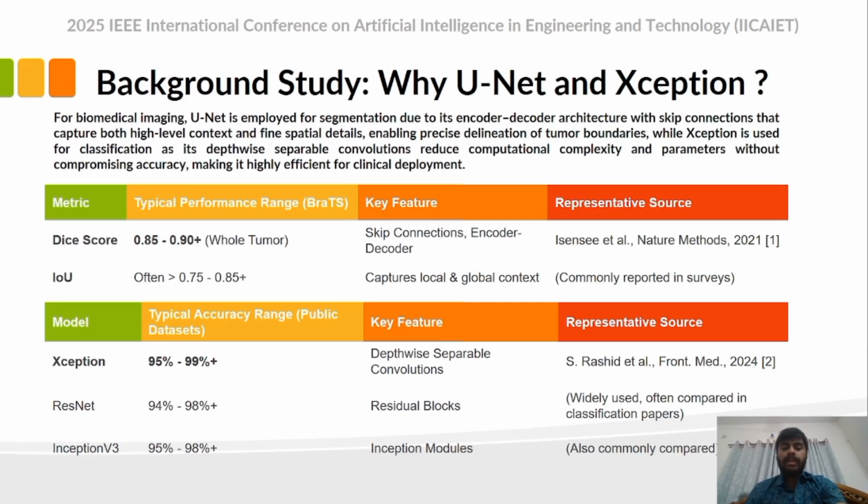We chose our models very carefully. For finding the tumor's location, UNet is a top choice in the medical field. It has a special feature called skip connections that helps it to see both the big picture and the small details, which is perfect for drawing exact outlines. For identifying the tumor type, we chose Xception because it's both accurate and fast. It uses a small trick to do this calculation more efficiently, which makes it a great choice for use in a real hospital.